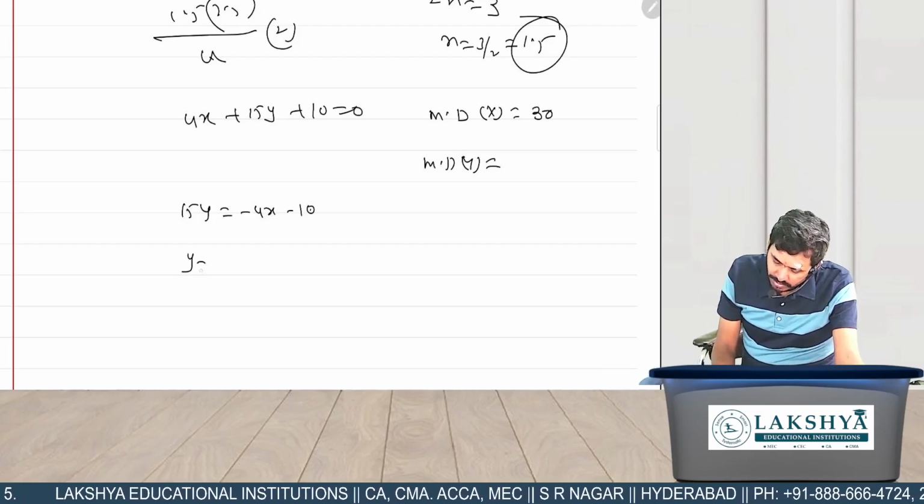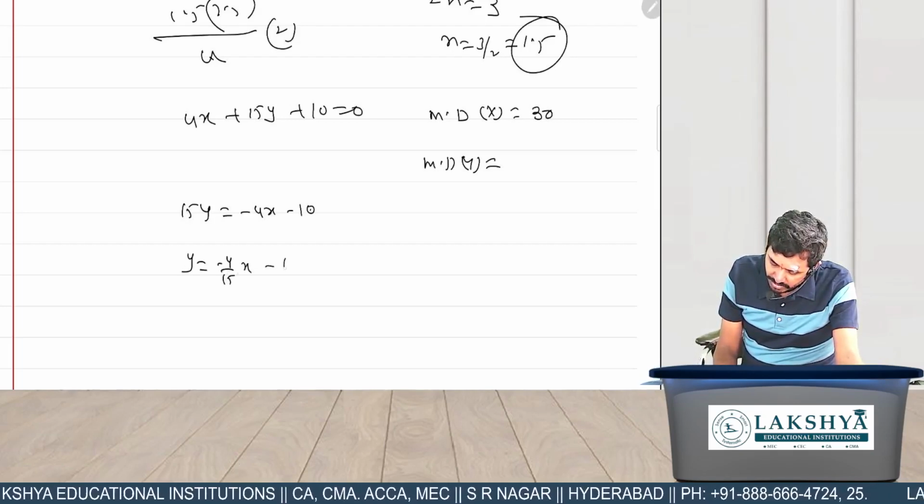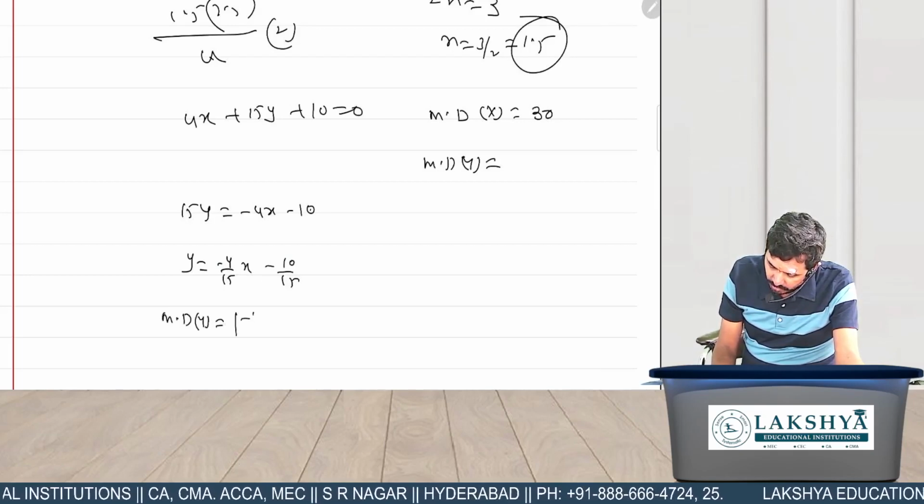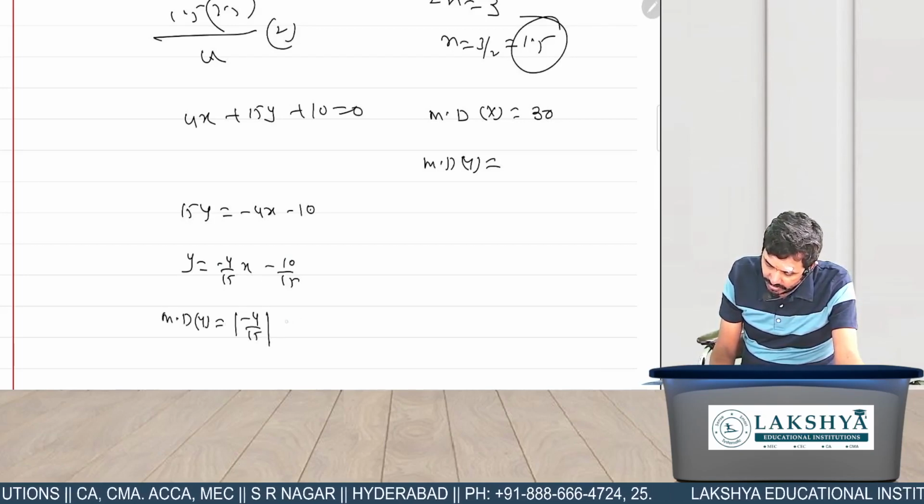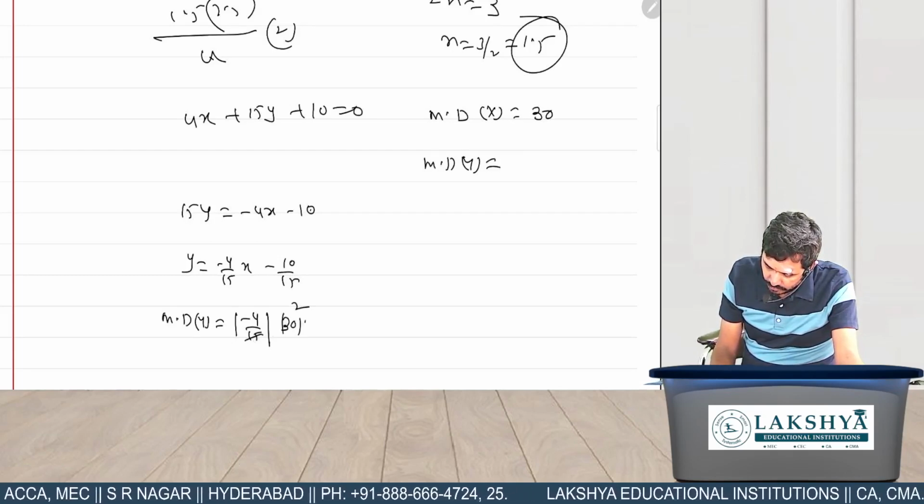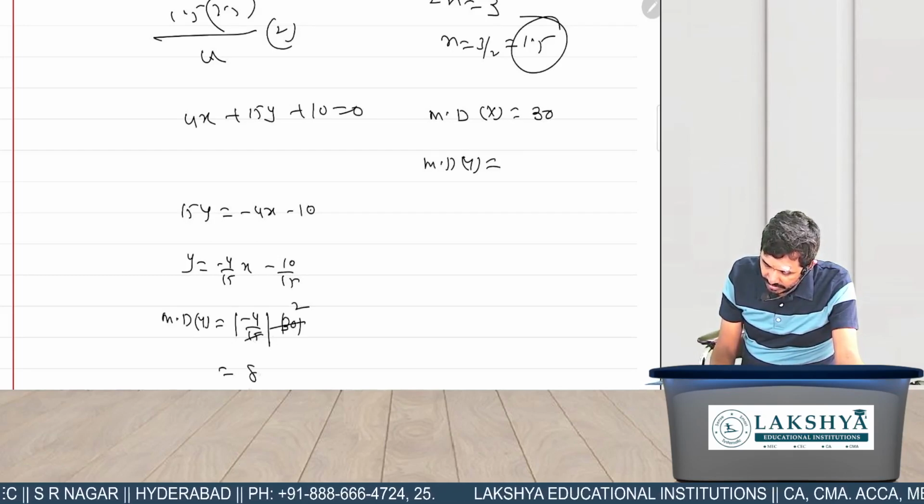Therefore y = -4/15 x minus 10/15. Therefore mean deviation of y is equal to modulus of -4/15 into mean deviation of x, which is 30. Two times cancel, which is equal to 8.